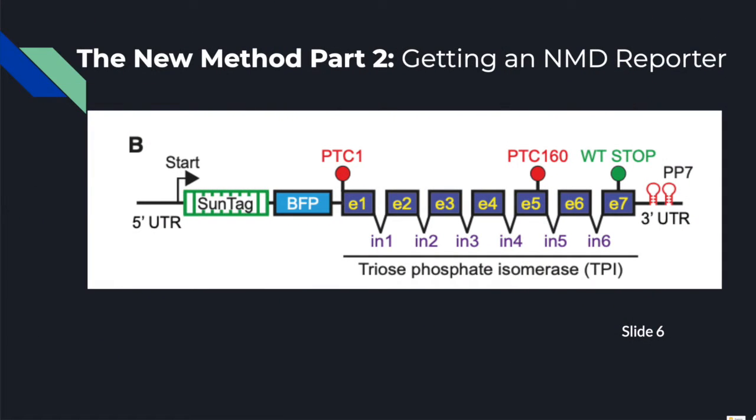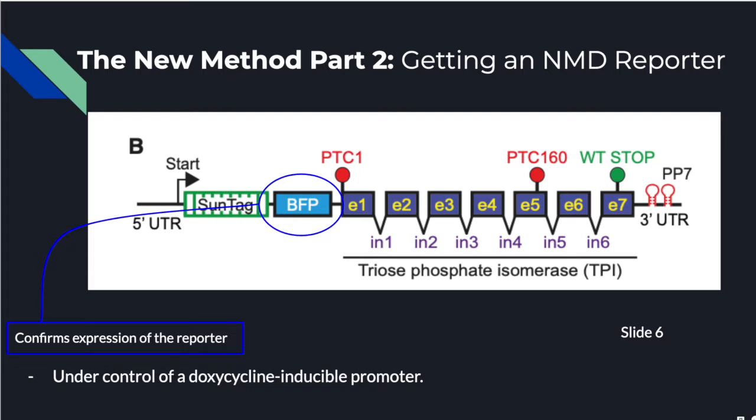Now we need to get some NMD reporter mRNA in. To do this, the researchers introduced the sequence encoding the model NMD target, triose phosphate isomerase, or TPI, into the reporter, either with the native stop codon, TPI-WT, a PTC at amino acid 160, TPI PTC 160, or at amino acid 1, TPI PTC 1. A sequence encoding BFP was included upstream of TPI to confirm expression of the reporter. The reporter was placed under the control of a doxycycline-inducible promoter. Figure 1b summarizes all this.